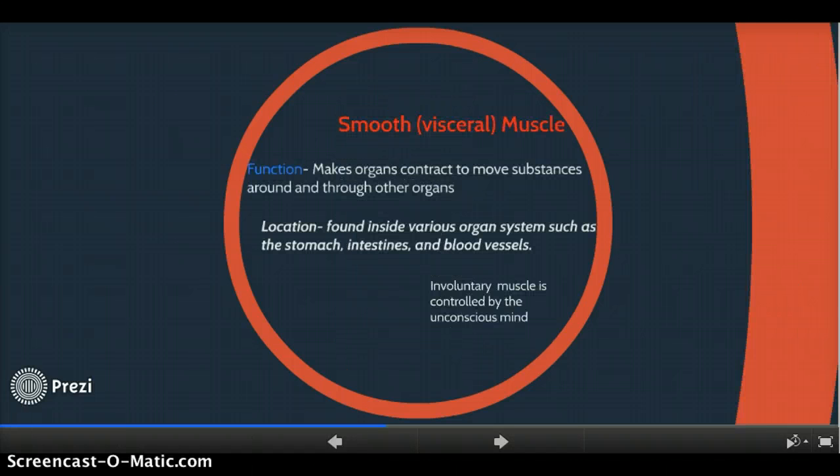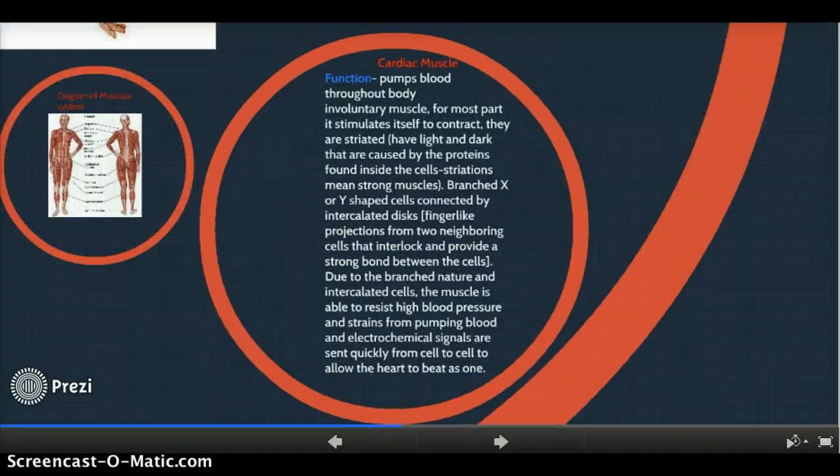Smooth muscles make organs contract to move substances through organs. They are involuntary muscles, controlled by the unconscious mind. They're called smooth muscle because of the smooth appearance given under the microscope. They can be found in organs like the stomach, intestines, and blood vessels. The muscles such as biceps.